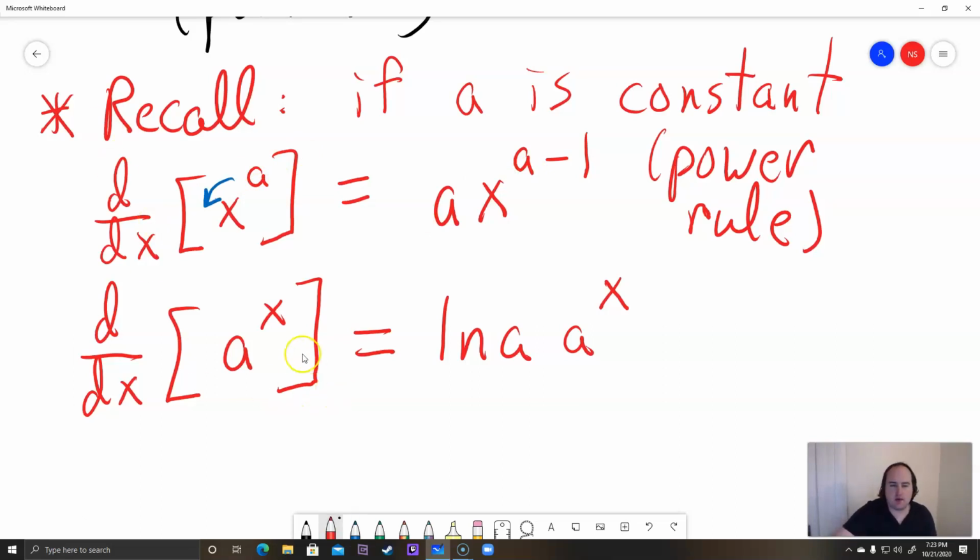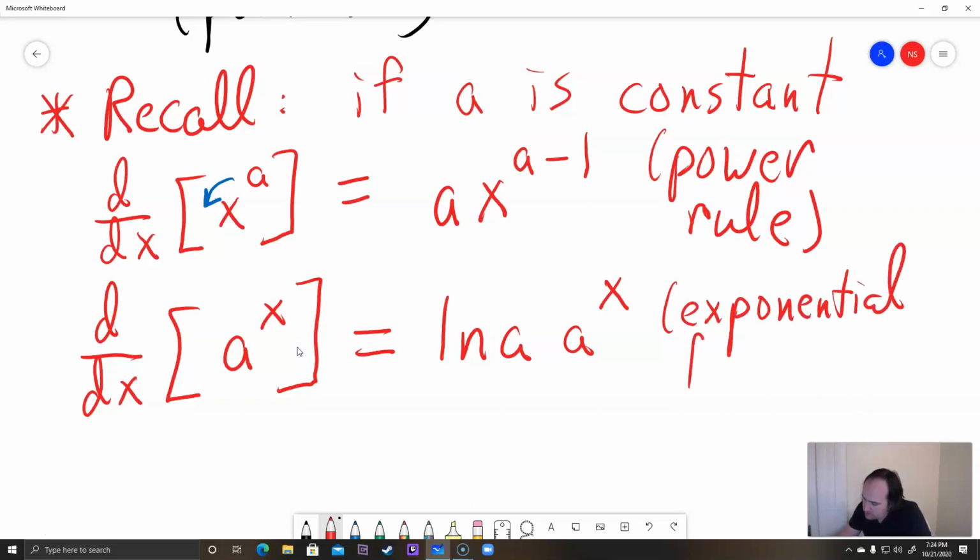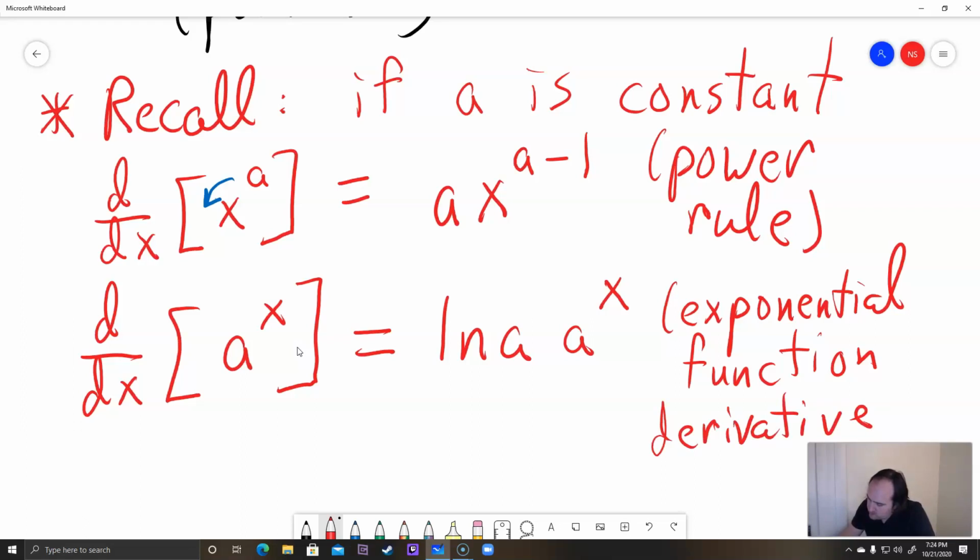But then for the second one, instead of using the power rule, you're actually taking the derivative of an exponential function. So that's a different rule. I don't know what to call that one. I'll call it the exponential function derivative. And it works in a different way, because here the base is the constant, whereas in this one, the power is the constant. And so if the base is the constant, it's ln of a times a to the x.